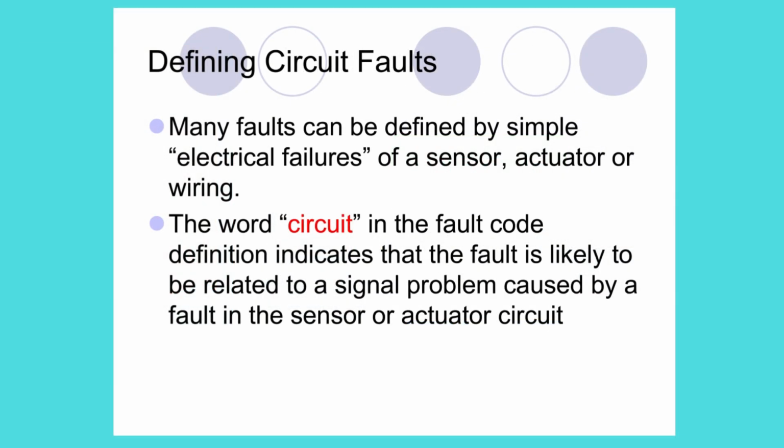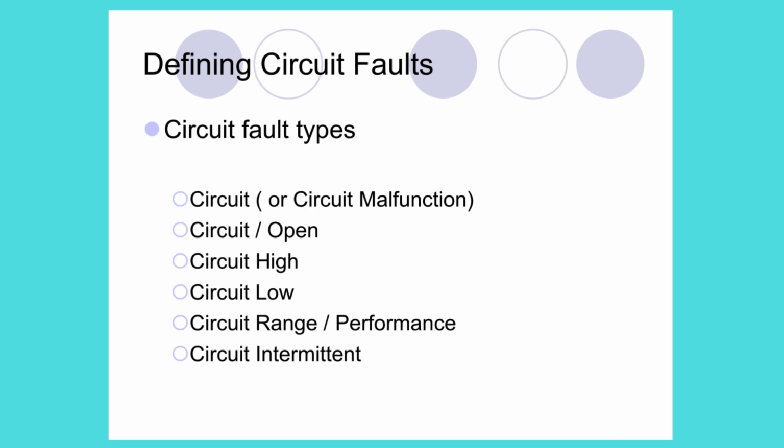Defining circuit faults. Many faults can be defined by simple electrical failures of a sensor, actuator, or wiring. The word circuit in the fault code definition indicates that the fault is likely to be related to a signal problem caused by a fault in the sensor or actuator circuit. This is probably the most useful diagnostic information as it usually indicates positively the cause of the problem. Circuit fault types: circuit or circuit malfunction, circuit open, circuit high, circuit low, circuit range and performance, circuit intermittent.